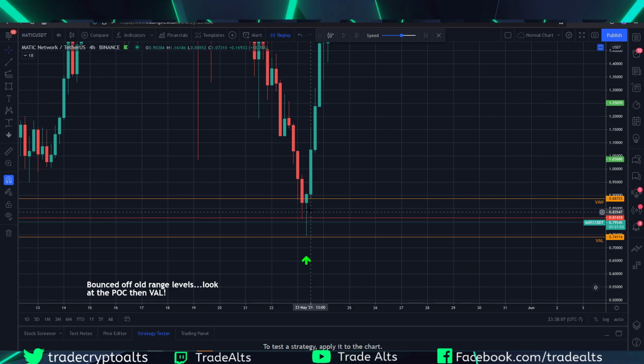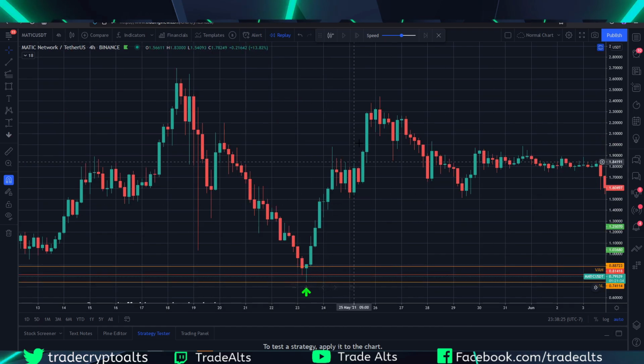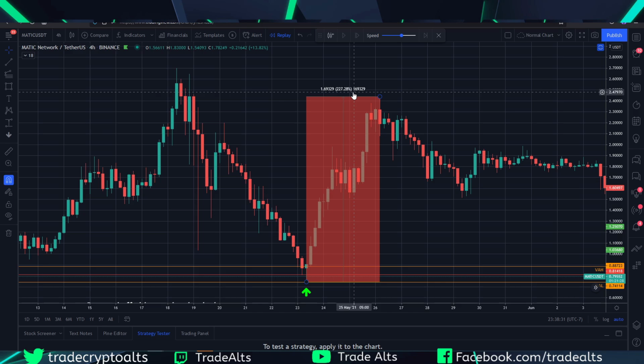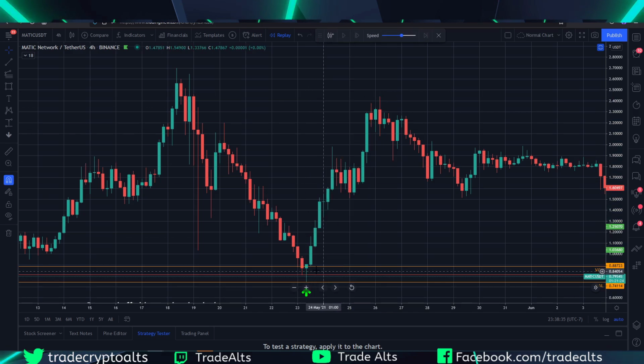These are literally 4-hour candles. Value area high, got a response. Lost value area high, point of control, got a response. Next candle, value area low of this old range. Literally 1, 2, 3, and then a big move to the upside. So just off of this old range, from your low to your high, 227% move. And where was the low? This old range.